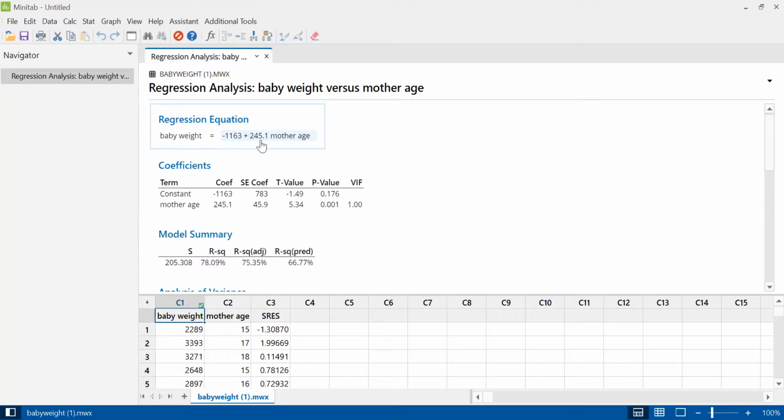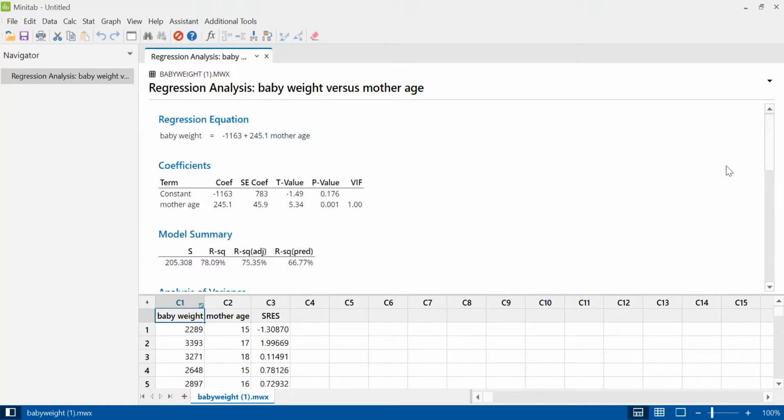So now in my question, it wanted to know what is A and what is B. Given that the equation is y hat equals A plus BX, B is the slope and A is the y-intercept. So clearly we could see B is negative 1,163 and A is 245.1, my slope, okay? And from last class, we know how to interpret those values, right?